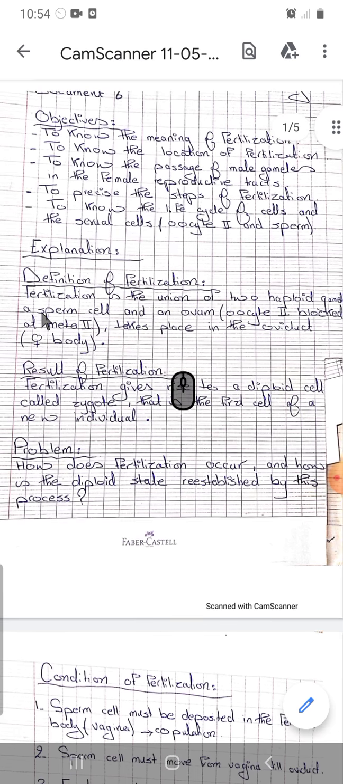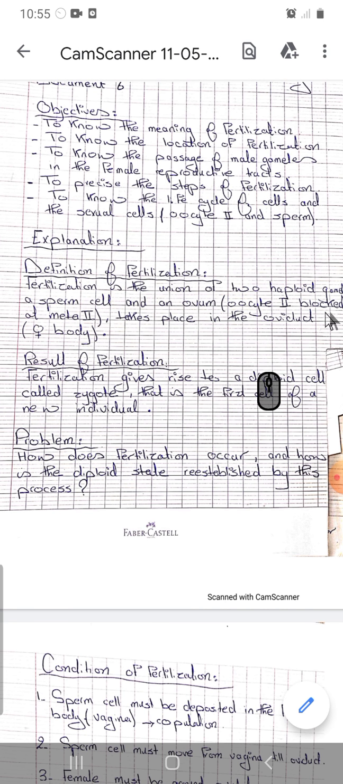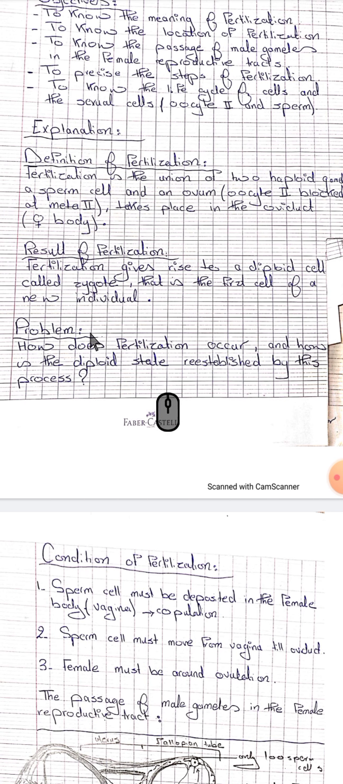gametes, a sperm cell and ovum. This ovum, the oocyte, was stopped at metaphase 2, if we remember the oogenesis lesson. This is called the secondary oocyte. Where does it take place? In the oviduct, inside the female body. So fertilization is the union of sperm and oocyte, and the place is in the female body, especially in the oviduct or the fallopian tube.